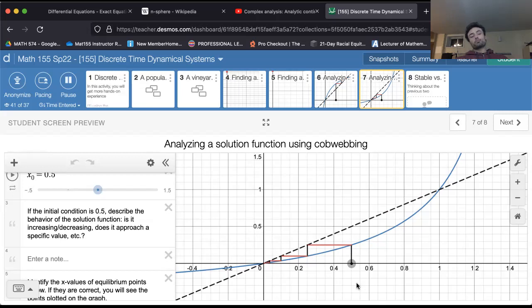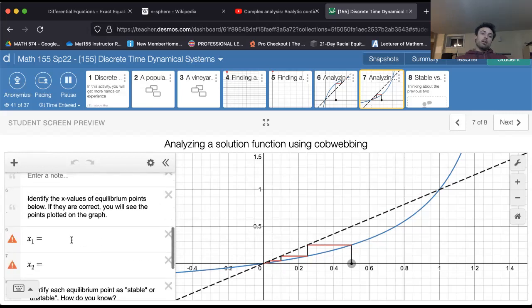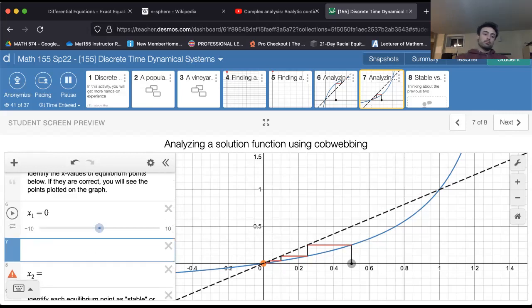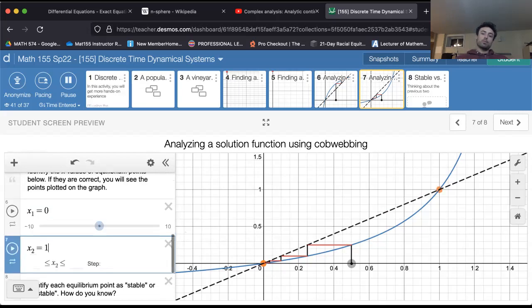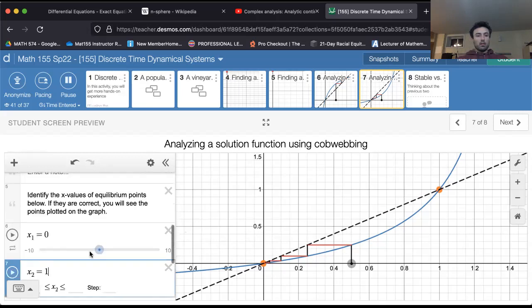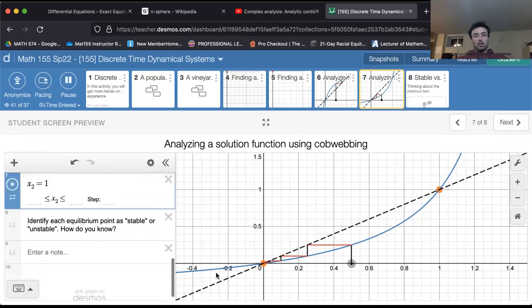Okay. So what's happening to these y values? Well, they're decreasing and they're heading towards 0. Good enough. Identify points of equilibrium. Well, again, there's 0, and again, there's 1. Oh, can't hit enter. Click it. So they're highlighted. Yep, that's fine.